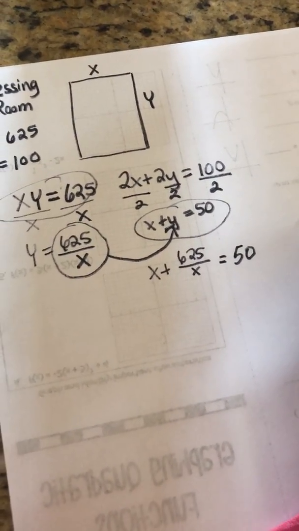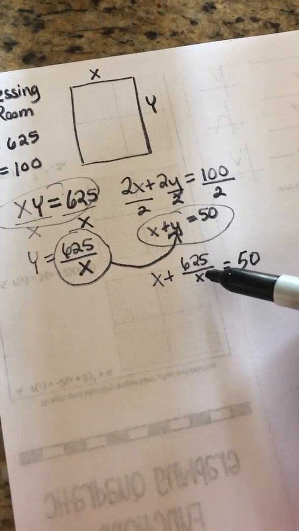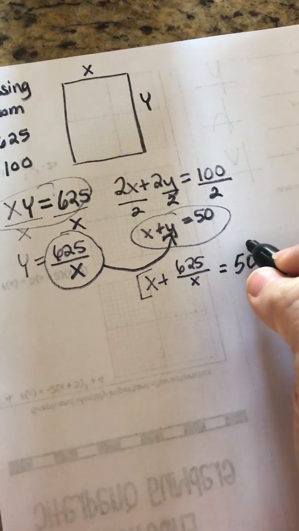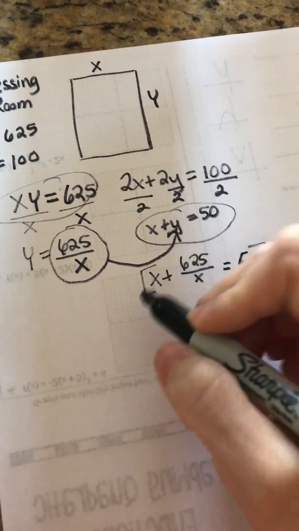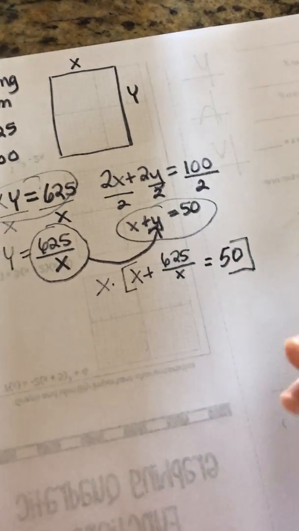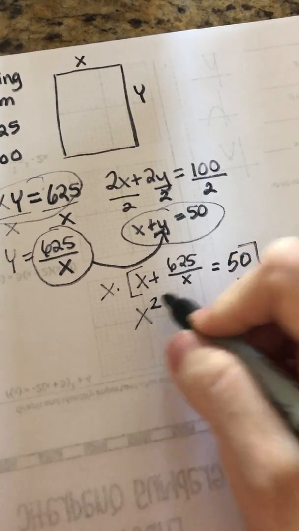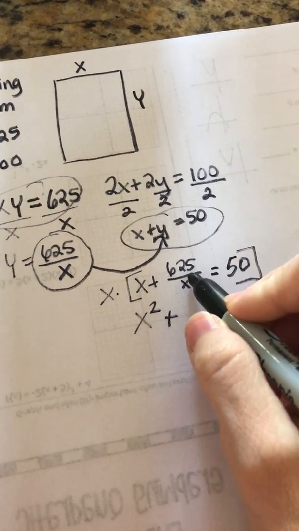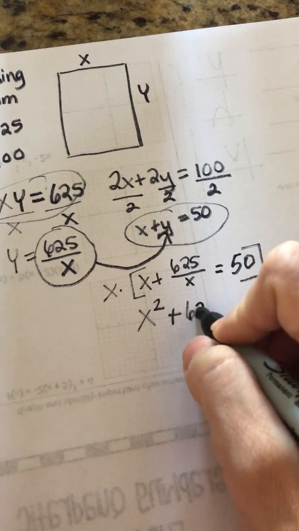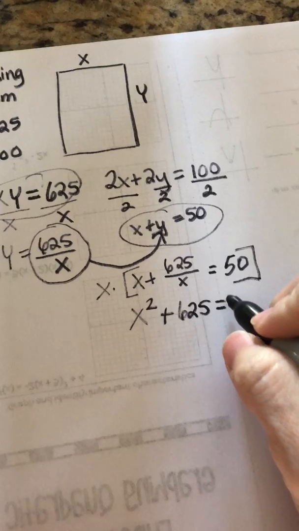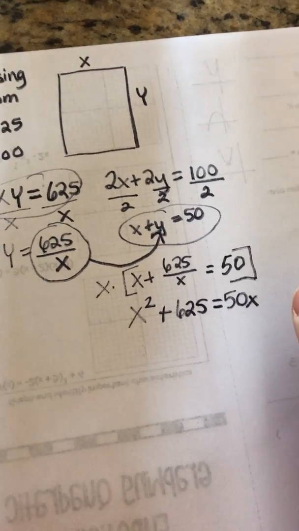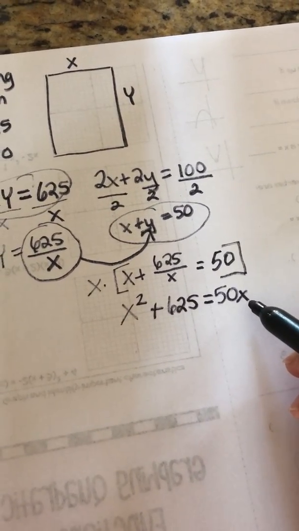So now I have an equation with only one variable that I can solve, but I don't like this x in the denominator. So I'm going to fraction bust. I'm going to multiply every term in the equation by x to get rid of that x from the denominator and have whole values. So if I multiply everything by x, I'll get x squared. If I take this term and multiply by x, dividing by x and multiplying by x are inverses, they'll cancel out, so I'll just have 625. And then x times 50, 50x.